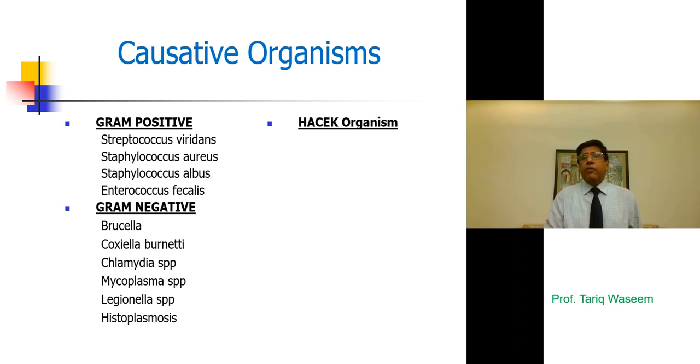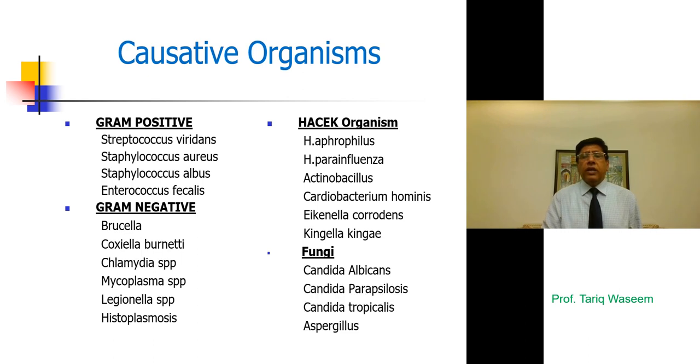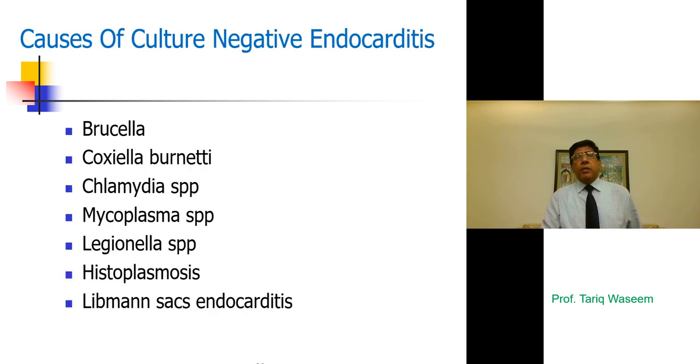There's the HACEK group of organisms. Not to forget that fungi can also lead to formation of vegetations and endocarditis, particularly in immunocompromised individuals and those who are on chemotherapy. Sometimes there may not be any organism grown on culture in these individuals, and then we think of atypical organisms like Brucella or Q fever, Coxiella burnetii, Chlamydia, Mycoplasma. Sometimes Legionella is slow growing and does not grow, and histoplasmosis.